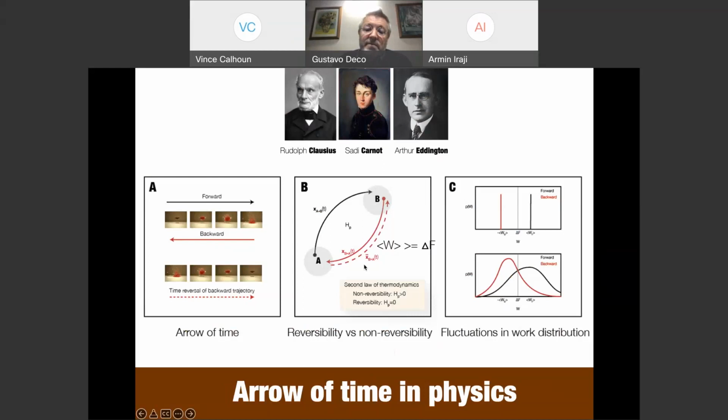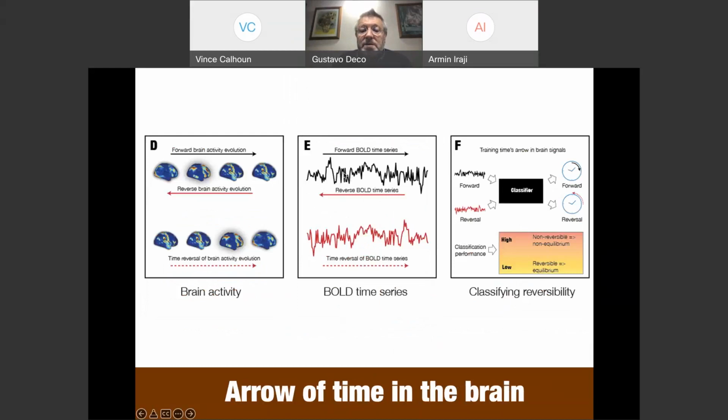We just take the signals, in our case BOLD signals. You can take this at the local network or global level, and you have the normal signals, and then you generate your backward movie. And because it's so difficult to know who is whom, you train a deep learning classifier in order to distinguish the forward version from the artificially generated reversal version. Because you generated that, you can train this deep learning classifier in a supervised way. And you know that if the performance is high, then the system is in non-equilibrium, it's non-reversible. If the performance is low, it's reversible, in equilibrium.